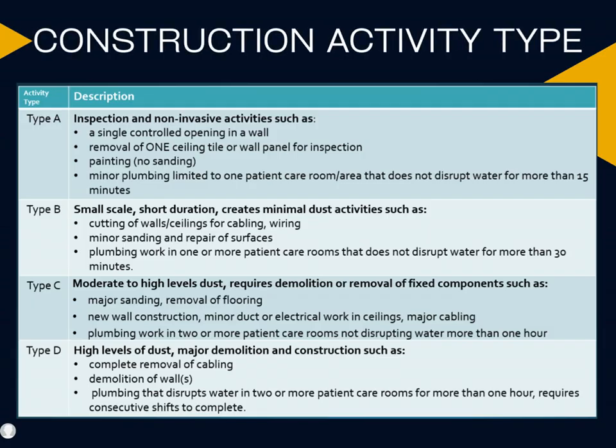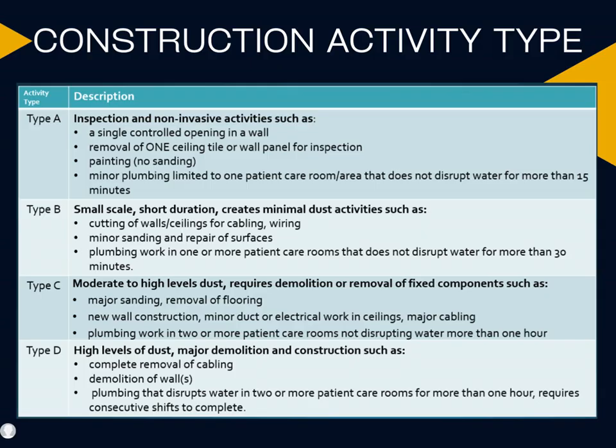Construction activities are classified by their level of invasiveness and potential impact. Type A represents the least invasive activities. These include non-intrusive tasks such as visual inspections, routine maintenance, and minor repairs that do not generate dust, noise, or vibration. Containment measures or service interruptions are typically not required. Type B includes activities that are slightly more disruptive than Type A. These tasks involve light construction work that produces limited dust or noise and require minimal precautions to protect nearby areas.